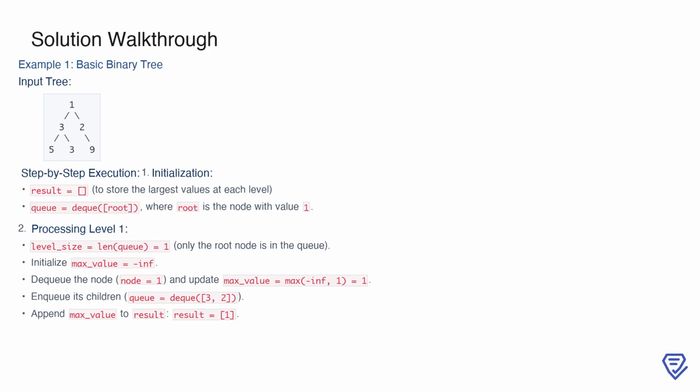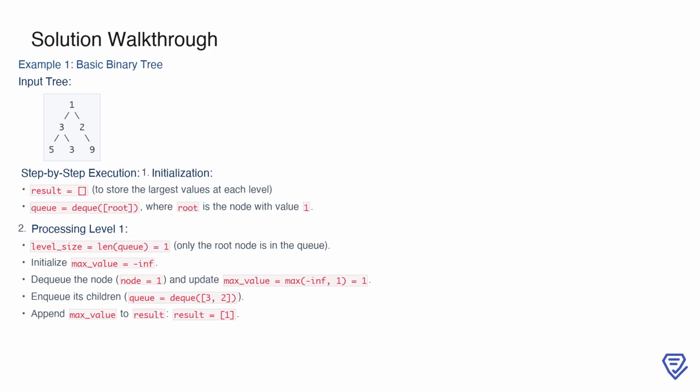To find the largest value in each row, we initialize an empty list, result, to store the largest values and a queue containing only the root node. Now, we process the first level. Since there is only one node in the queue, the level size is 1. We initialize max_value to -infinity. Dequeuing the root node, we compare its value with max_value and update max_value to 1. The root's children, nodes 3 and 2, are added to the queue.